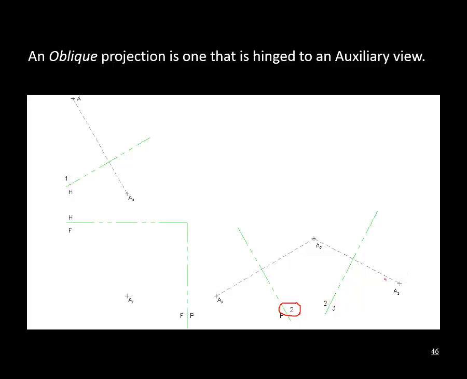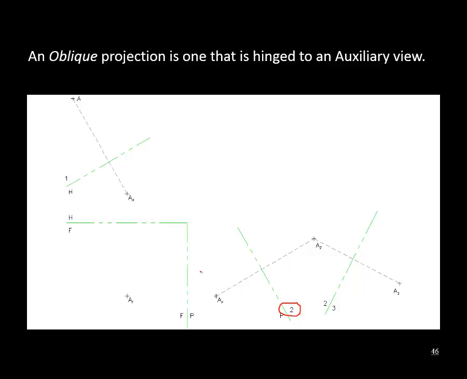Do you know that was an incline again? This one over here? Yeah, it's an incline because it's hinged off of either the front or the profile. So if it's hinged off the horizontal, it's an elevation. If it's hinged off of one of these two, it's inclined. Good question. Now this one is called an oblique.